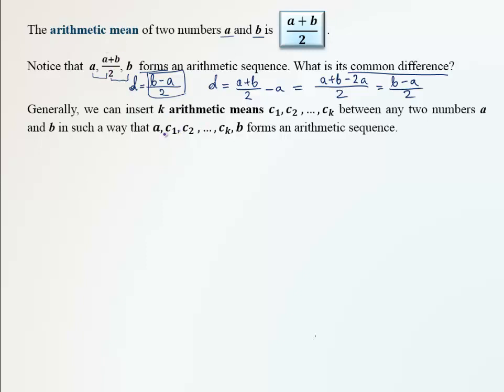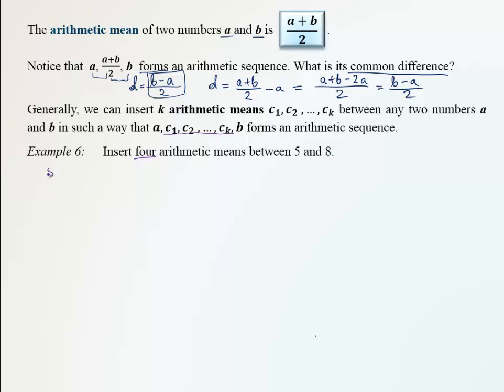It happens that we can actually insert between a and b more than one number, for example k numbers, which will be called arithmetic means if the new sequence created that way is really an arithmetic sequence. So obviously those means need to differ by the same number. Okay, how can we insert a few arithmetic means? For example, here we are asked to insert 4 arithmetic means between 5 and 8.